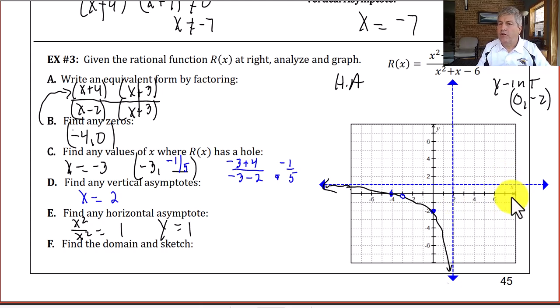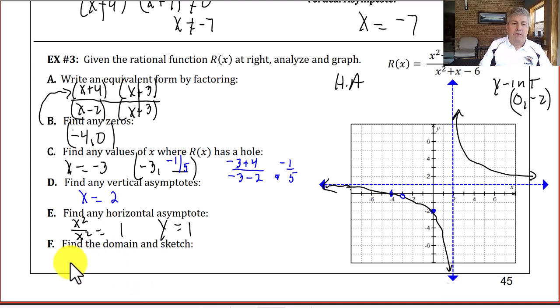We have no bridges, no intercepts here below or on the x-axis. So there's no way to follow asymptotic behavior from below this horizontal asymptote. So this graph I don't even have to test. Because I know asymptotic behavior and I know I have no bridges or intercepts, I have to graph in this quarter plane. And then finally, find the domain of our sketch.